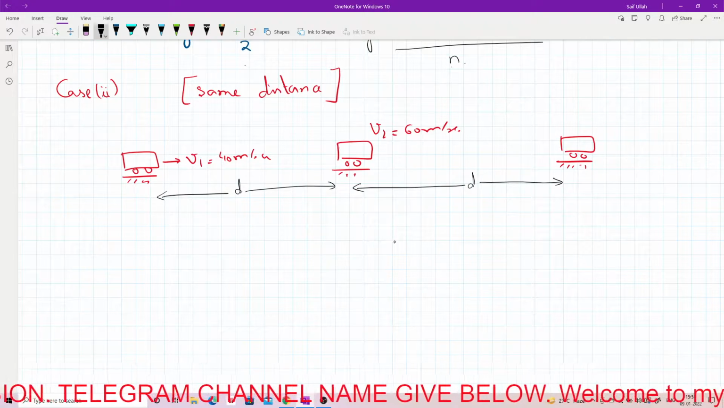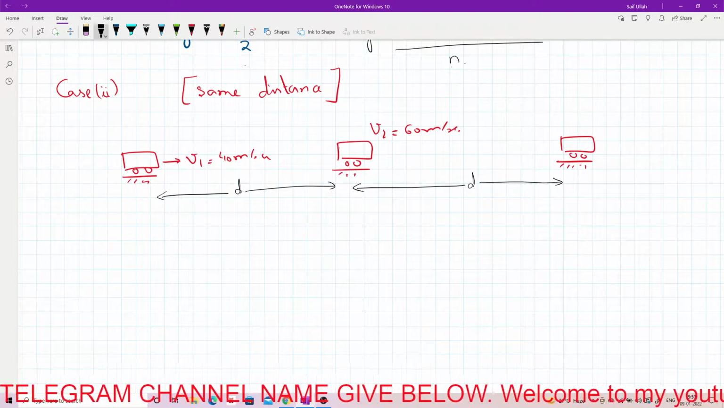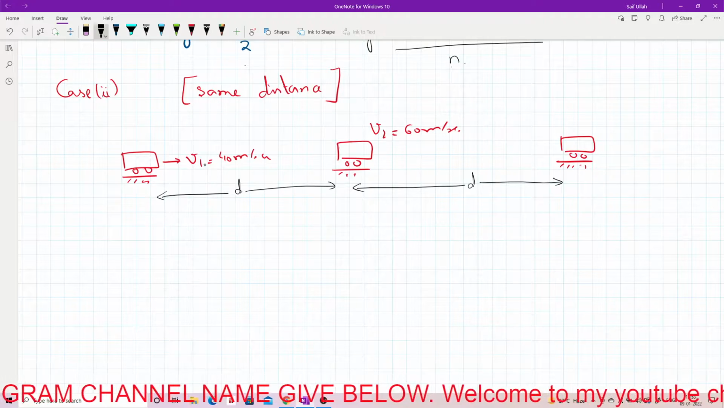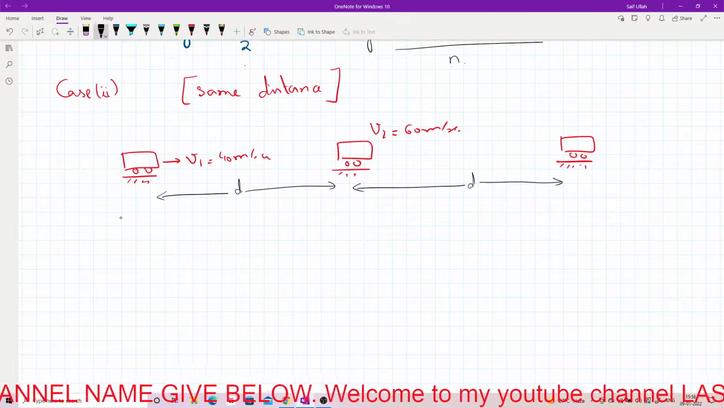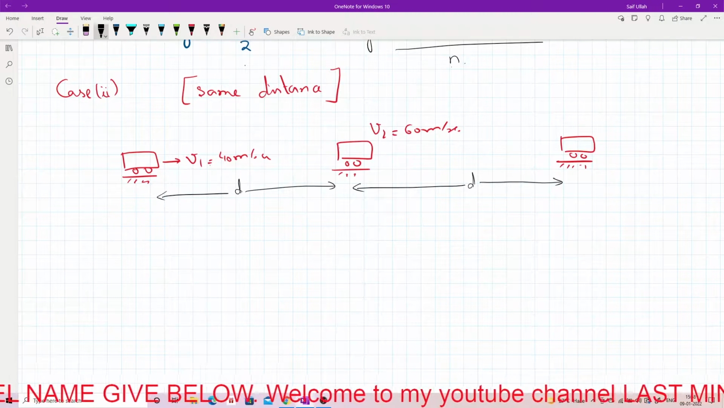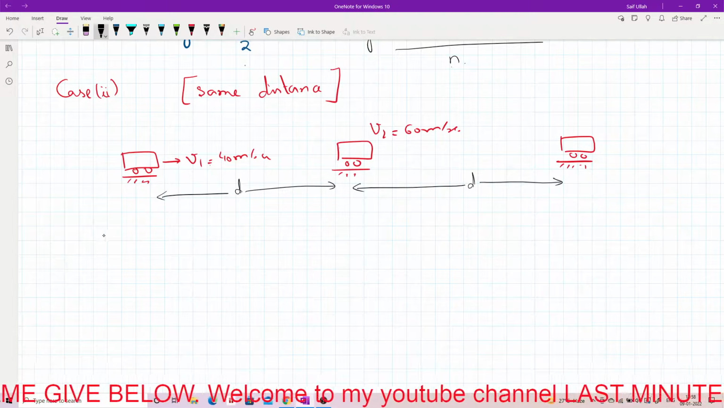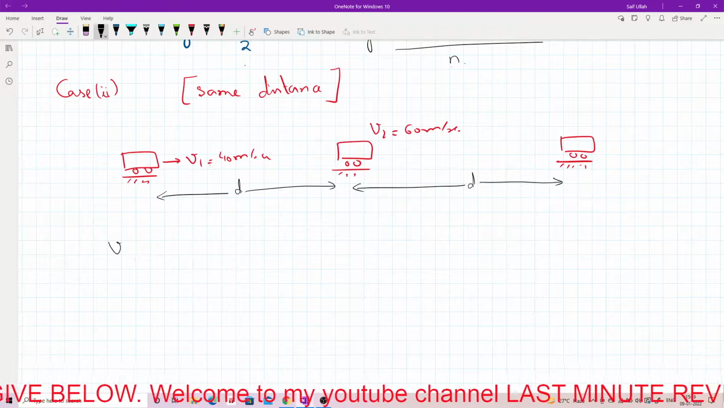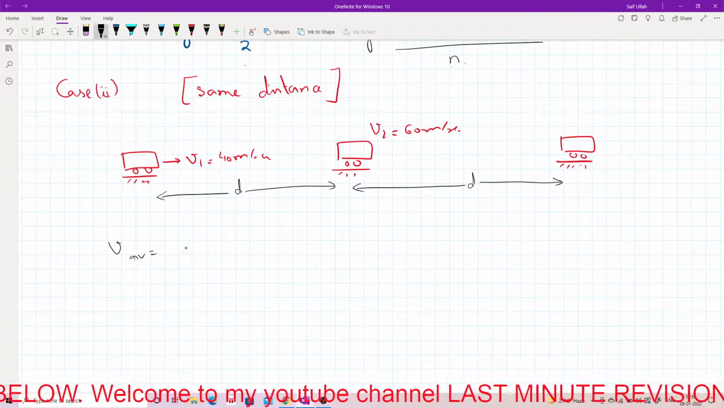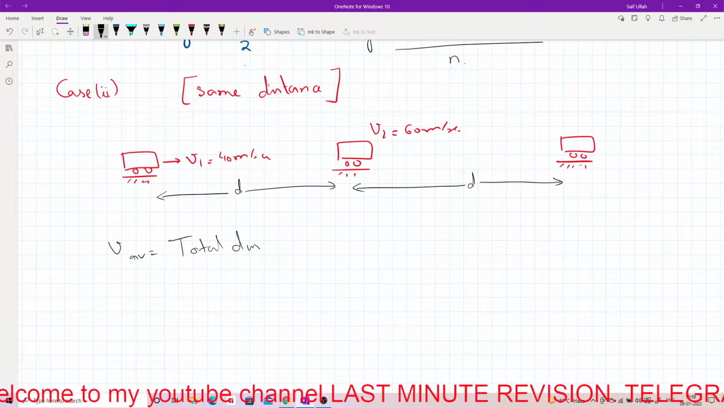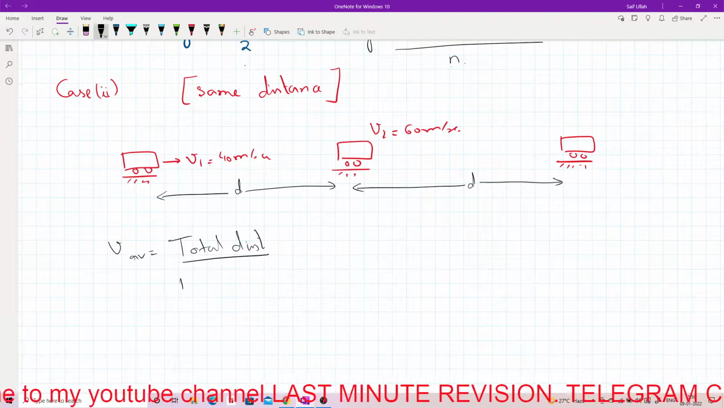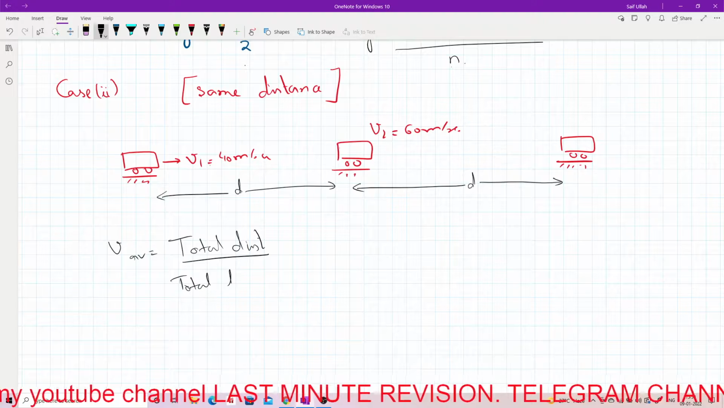In the previous case only velocities were given, but in this case velocity is given as well as distance, and the distances are equal. So how to find the average? The average, V average, is the same formula: total distance by total time.